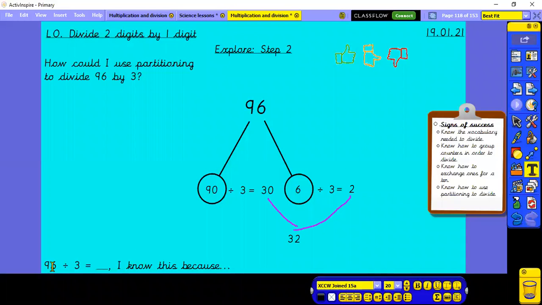So now we need to do our STEM sentence. So 96 divided by 3 equals 32. I know this because I've partitioned 96 into 90 and 6 and divided each part model by 3, added the answers together and got 32.